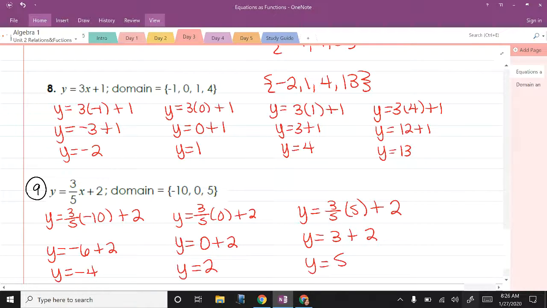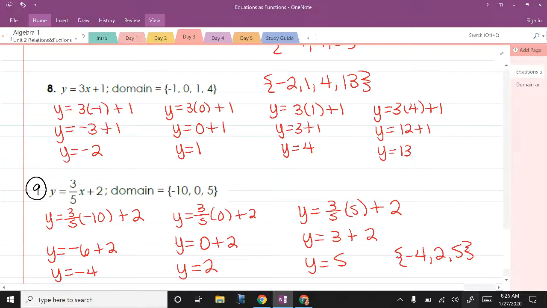Now that only works when these are the same, right? Your big number and your denominator are the same. Because 5 divided by 5 is 1, right? So that's nice. So what's my range? -4, 2, 5. Very good.